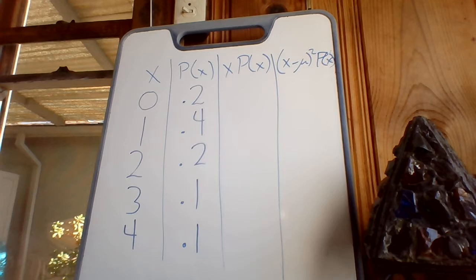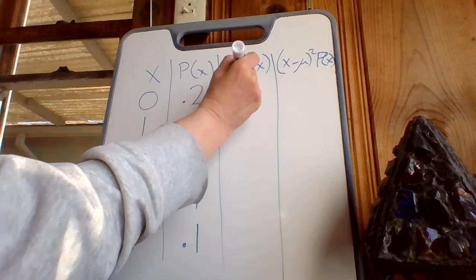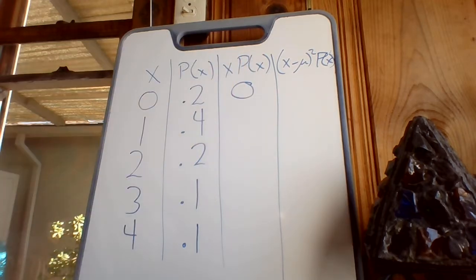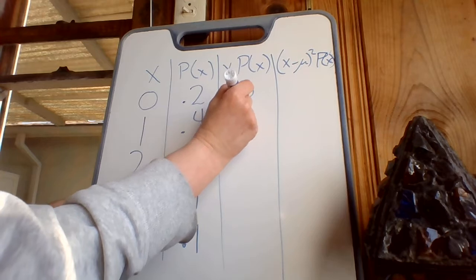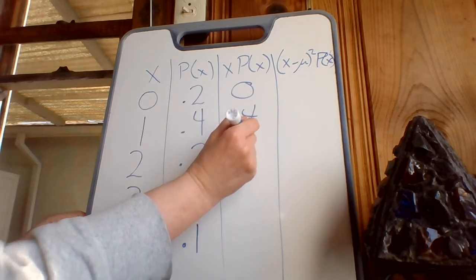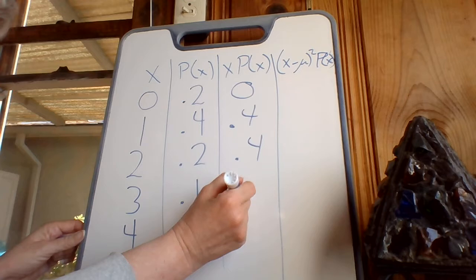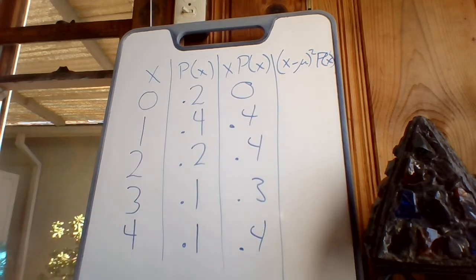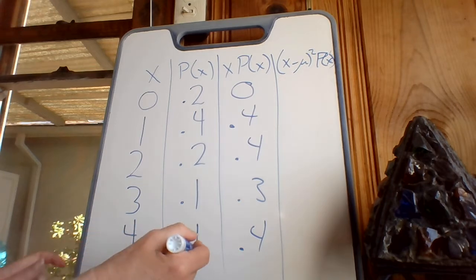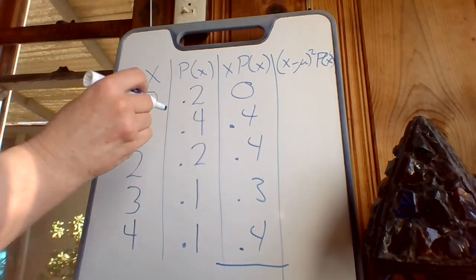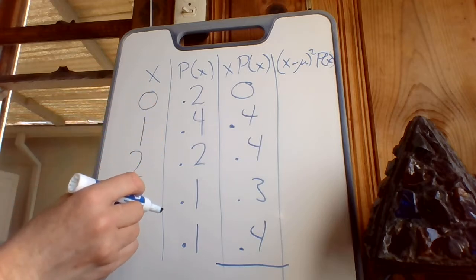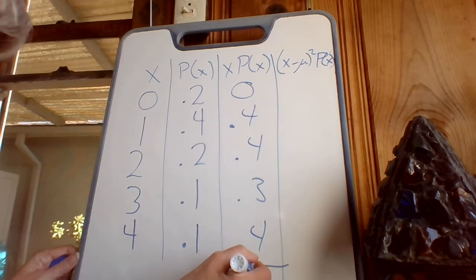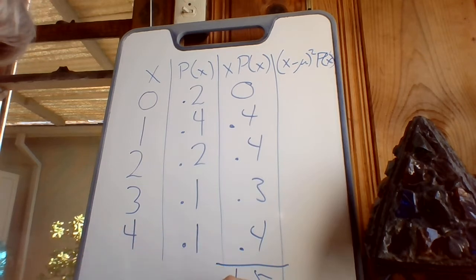Third column, it says to take the first 2 columns and multiply them together. Then you add all those up. 0.4 plus 0.4 plus 0.3 plus 0.4, that's 1.5. That's the mean.